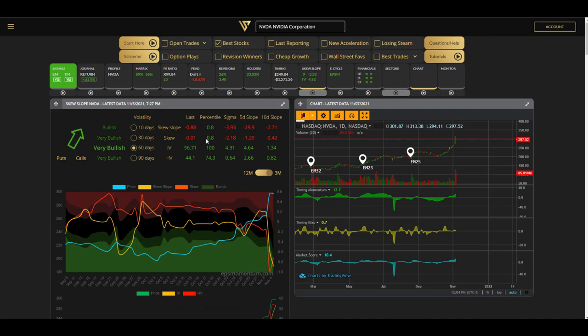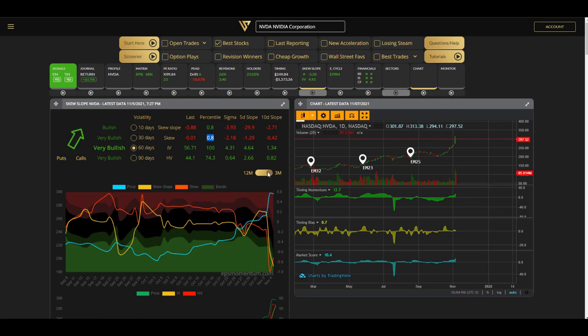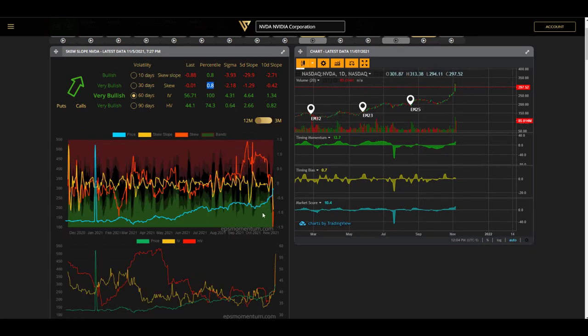Look at the skew percentile. The skew percentile is 0.8 out of 100. It's actually the lowest point almost ever, right? See how it is over 1 year? So this is really, really bullish, right? And obviously the stock price shoots up. But you would have known a little bit earlier where this thing was going to go.